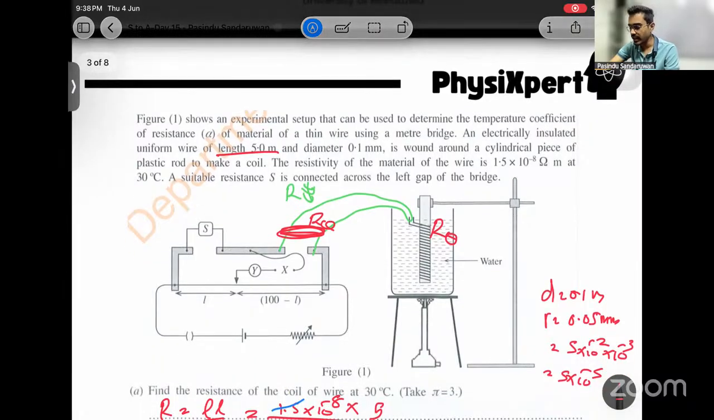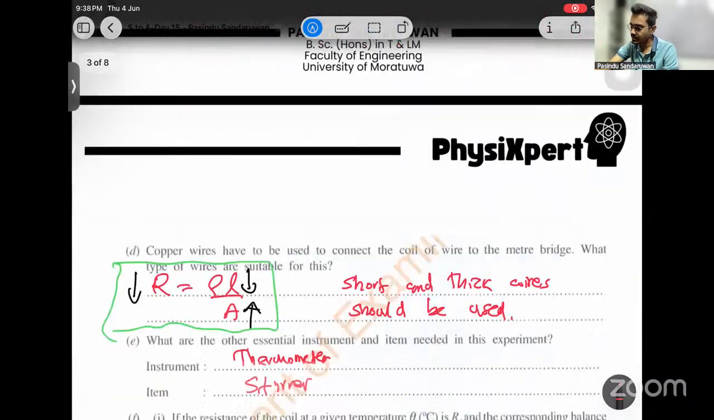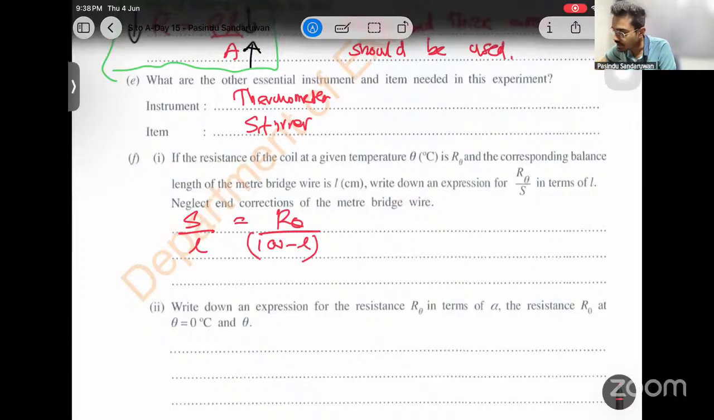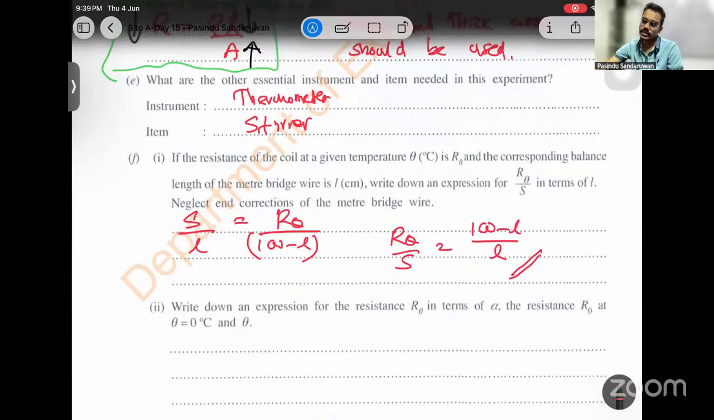We know any meter which works on the Wheatstone principle, right? Then S over L equals R theta over 100 minus L, the ratio between resistances. We need R theta over S, so making it the subject, R theta over S is given by 100 minus L over L. Right? 100 minus L over L.